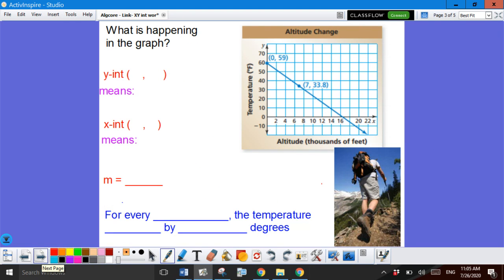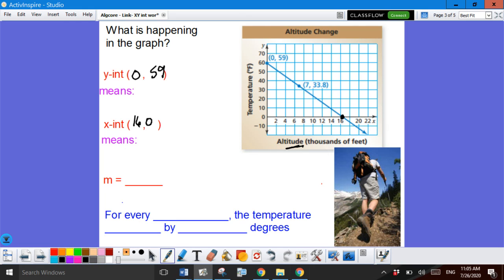Okay, let's look at this one. I am hiking in the mountains, and I see that I'm looking at altitude, which means I'm in thousands of feet. And in this case, I'm increasing in altitude, which means I'm climbing up the hill. But my temperature is decreasing, which makes sense because the higher I go, the colder it gets. So let's start with what is our y-intercept. The y-intercept is 0, 59. And the x-intercept looks like it's right down here by the 16. So we're going to call that 16, 0.